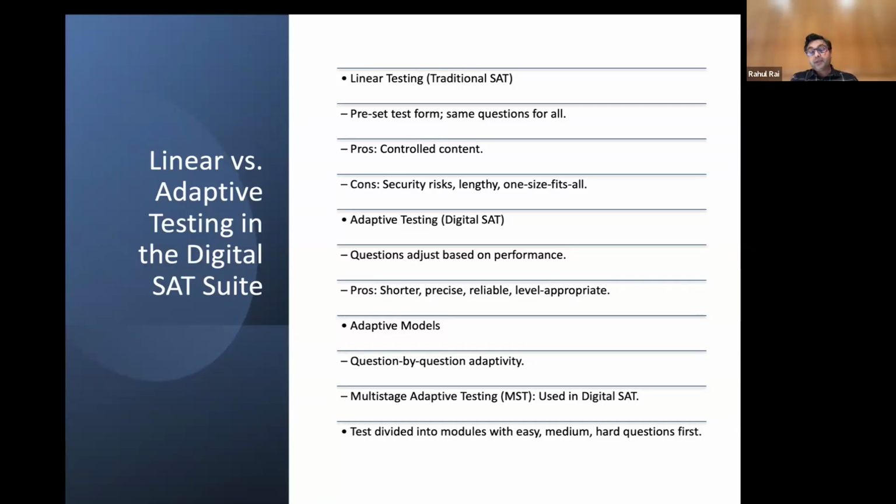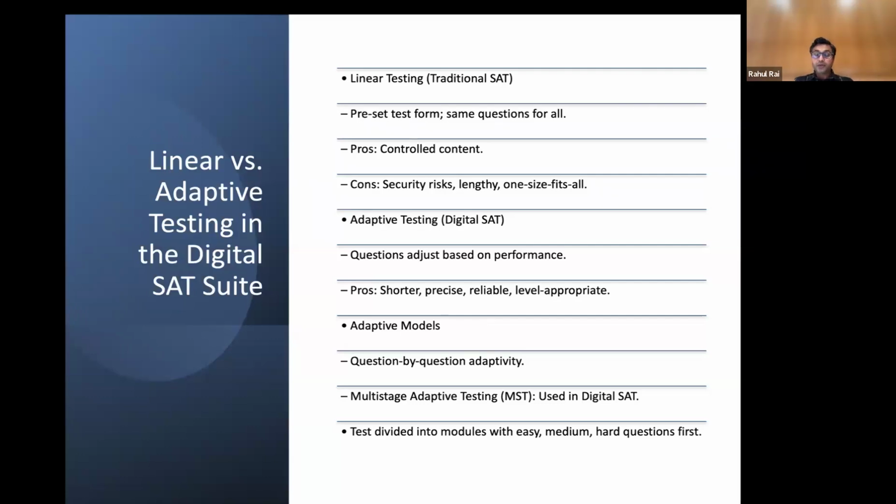Now, what has happened is the adaptive test changes the set of questions that is asked in module 2 based on module 1. And depending upon how a student has performed in module 1, he or she will get a completely different set of questions in module 2 in the reading and writing and math sections. And I will talk about this in a little bit more detail going forward.